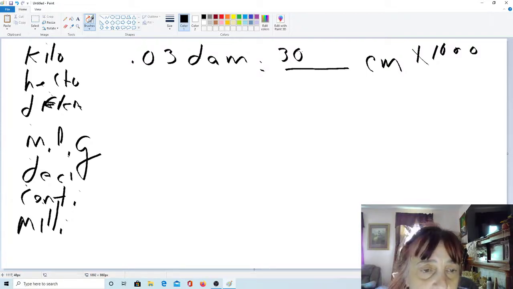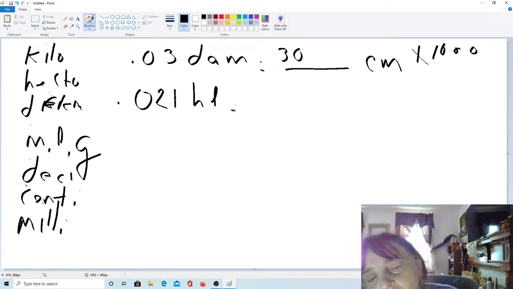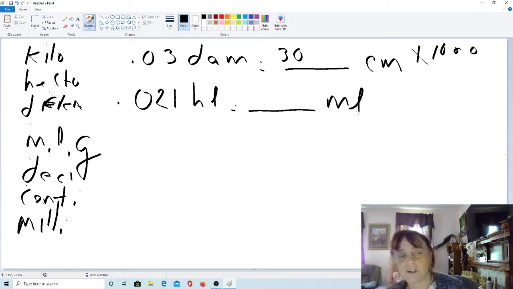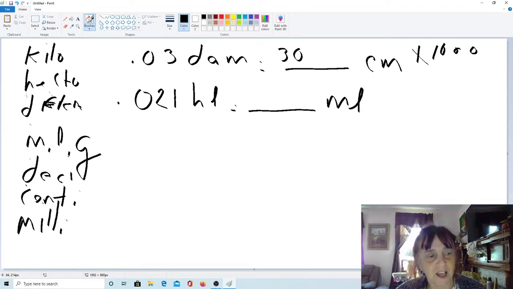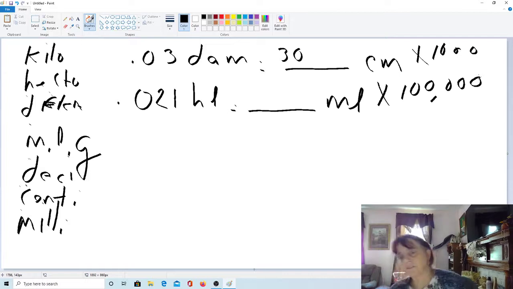Okay, and so let's say you've got 0.021 hectoliters. Instead of meters, we're working with hectoliters. And we want to change it to milliliters. So hecto to milli, multiply by 10, 100, 1,000, 10,000, 100,000. Multiply by 100,000, which has 5 zeros, so that means 5 places to the right. Here's 1, 2, 3, and you have to add 2 more zeros. 2,100.